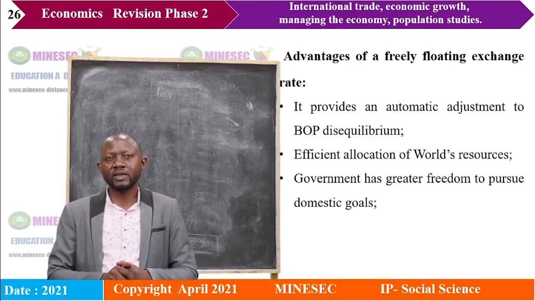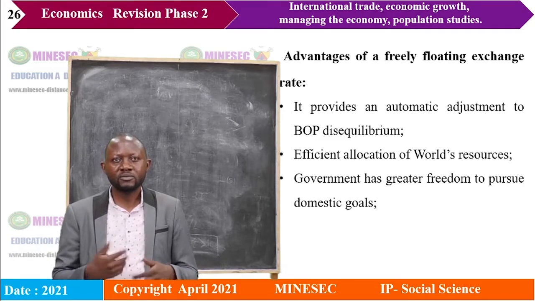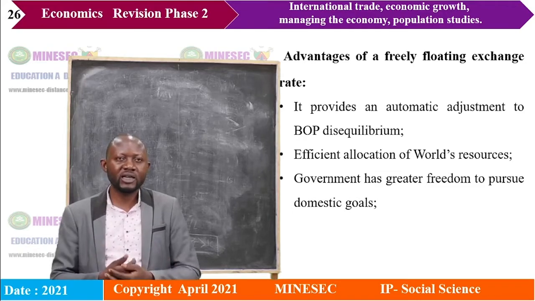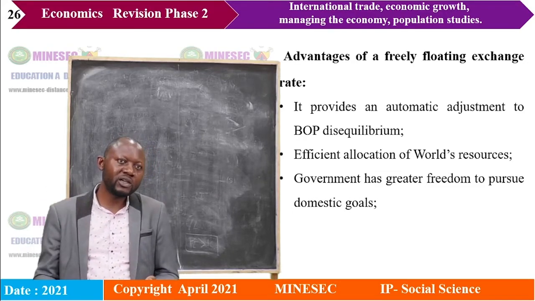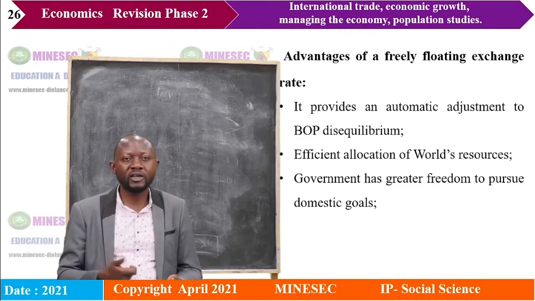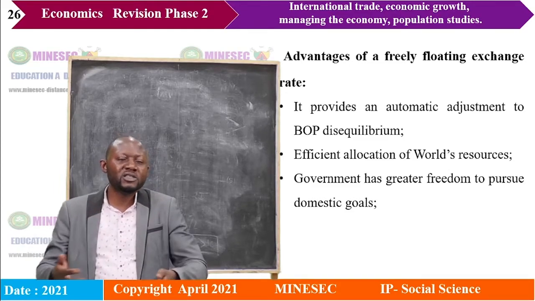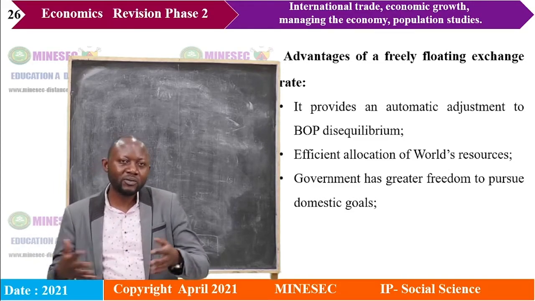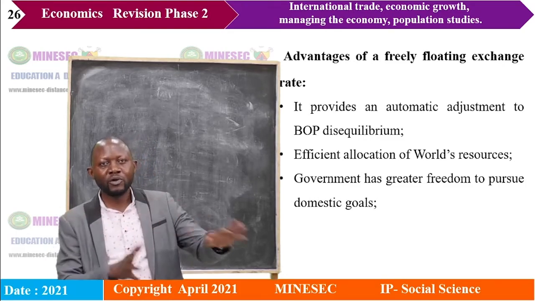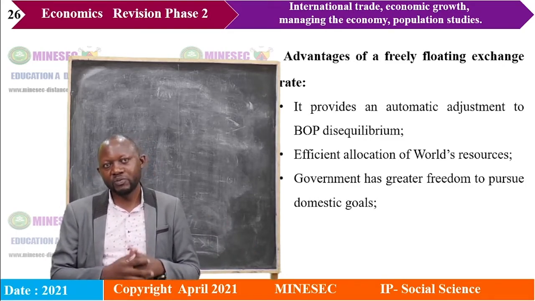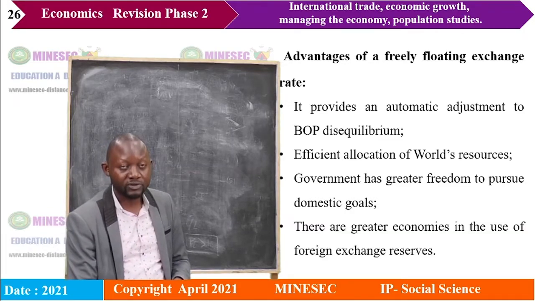Now, it means government can allow, since the equilibrium can be adjusted automatically, since the position of BOP can be adjusted automatically, the exchange rate can be adjusted automatically, it means the government might be concerned with other objectives, other goals, probably taking care of unemployment, trying to achieve a steady rate of economic growth, rather than bothering about the exchange rate. So it permits the government more freedom to pursue other domestic goals.